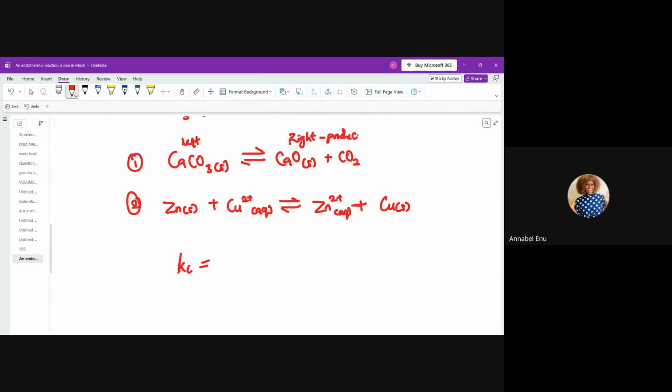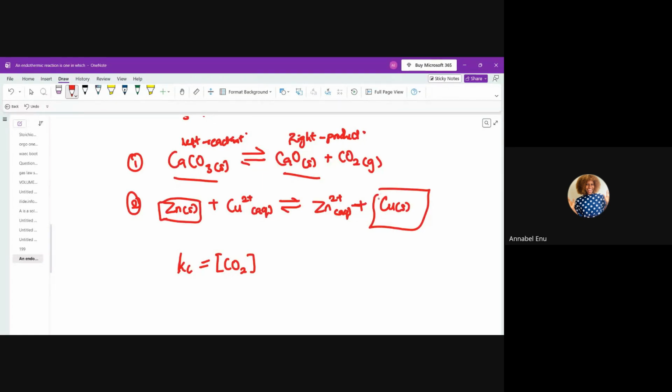Okay, so it means that this will be gaseous. It means that our equilibrium constant for this will just be CO2. Why? Because this is solid and this is solid. They don't feature in writing our equilibrium constant, okay? And for the second one, this is in solid state, so we are eliminating it. And this also is in solid state.